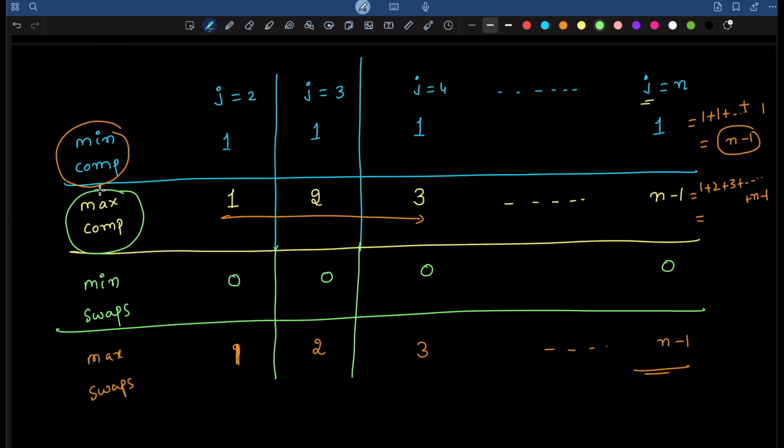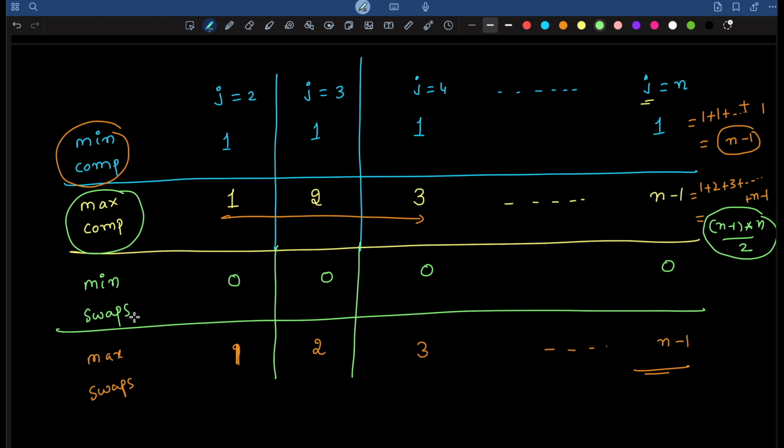The maximum number of comparisons required will be given by the formula of an arithmetic progression, right? You might have studied it in high school. The formula will be n minus 1 into n by 2. So this is the maximum number of comparisons required, right?